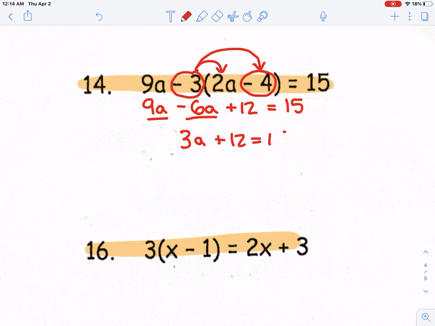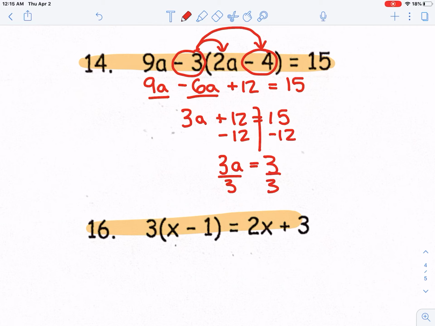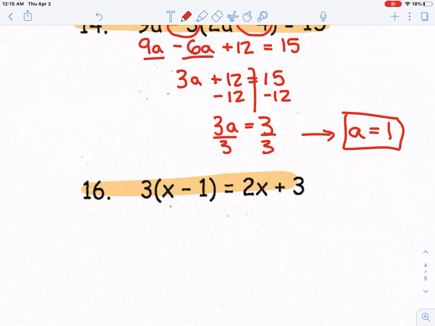Bring everything else down, and now we're having just a regular solve for a. So we're going to subtract 12 on both sides, and I'm left with 3a is equal to 3. So obviously, we're going to divide by 3 on both sides, and we do get a is equal to 1 here.